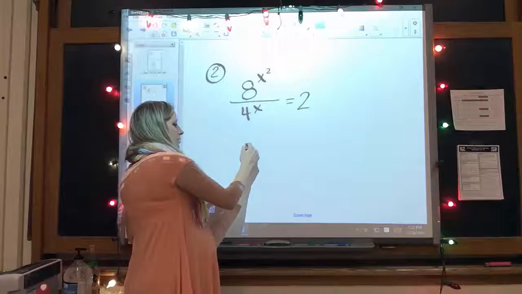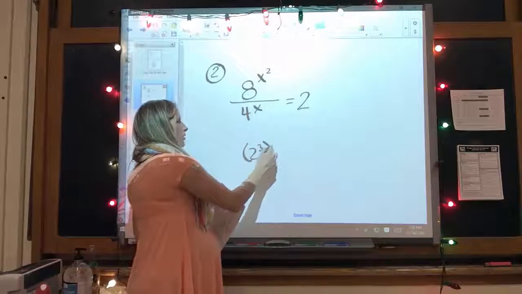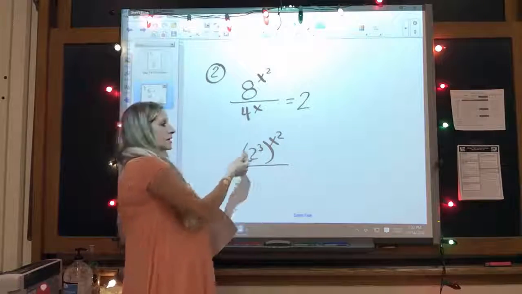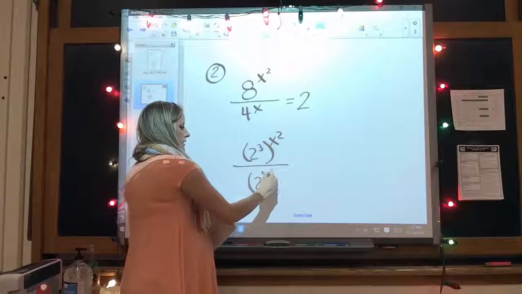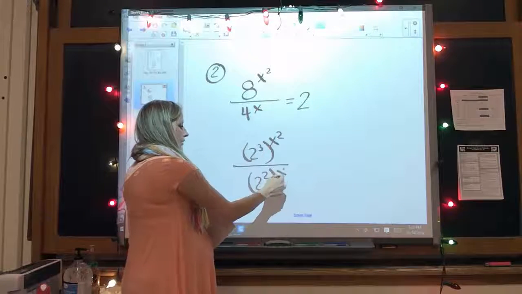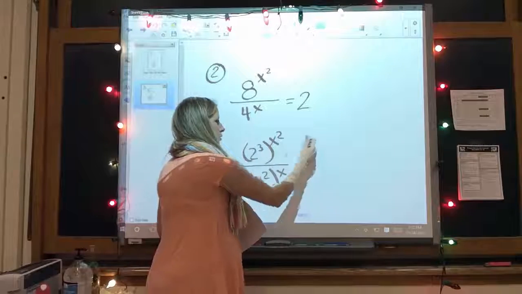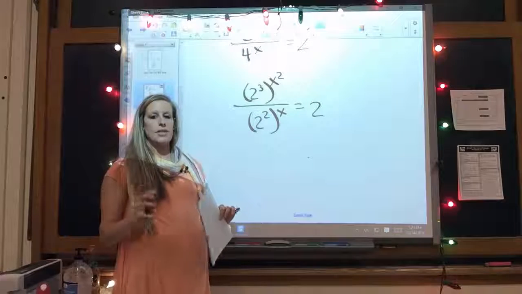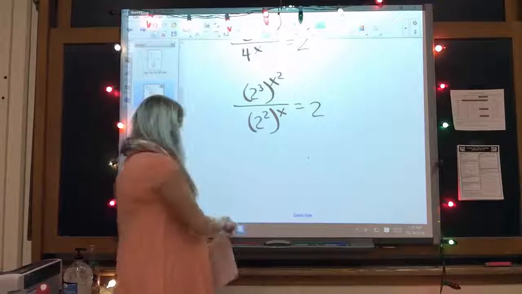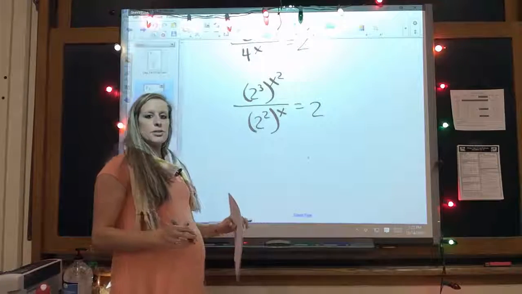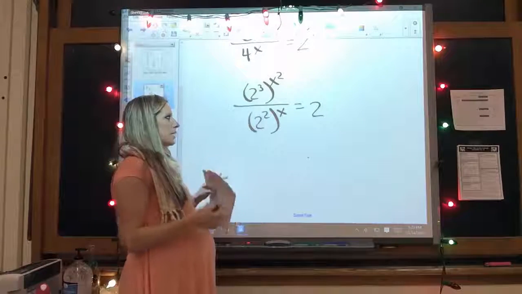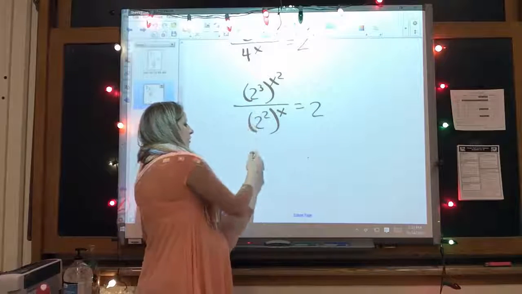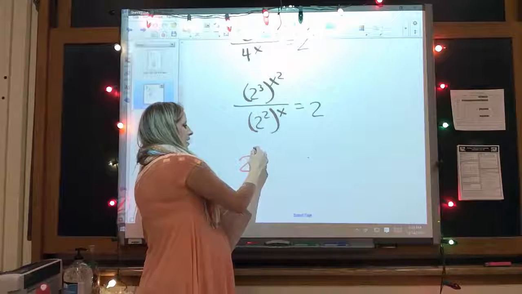So 8 is the same thing as 2 cubed, and then to the x squared power. 4 is the same thing as 2 squared, and I have it to the x power. That's going to equal 2. Okay, so my first step is to get everything in the same base. All right, then I'm going to use laws of exponents to simplify this, kind of condense it. So we have a power to a power. We're going to multiply those together.